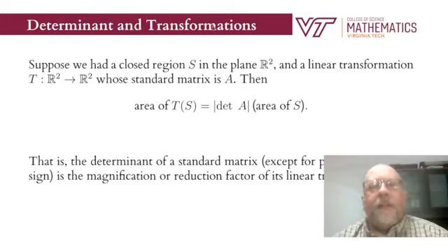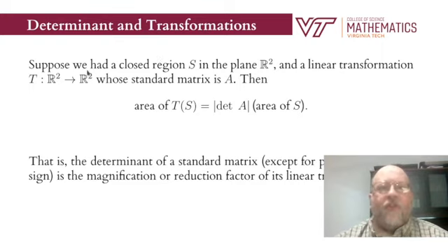Here's the geometric interpretation of the determinant. Suppose that we had a region S in the plane, a closed region S, and a linear transformation whose standard matrix is A. Then the area of the transformed version of S is the area of S multiplied by the absolute value of the determinant of A.